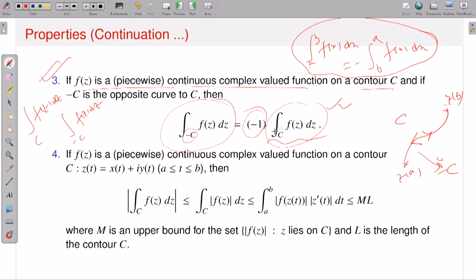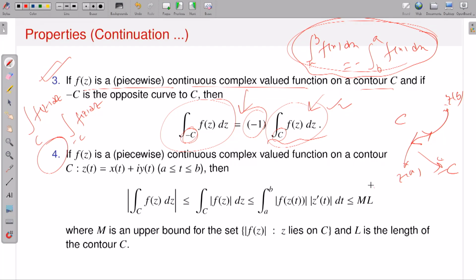Suppose C has a parameterization gamma, then you know the parameterization of minus C. What you can do is write the definition of the line integral or contour integral in terms of Riemann integrals, then use this formula, and you will be able to prove it. I'm not going to prove it, I'm just giving the hint. Now the next one is very much useful, number 4.